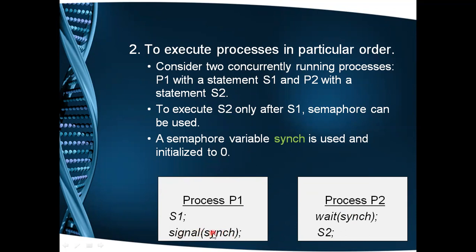That happens after S1. So process P1 executes S1, then executes signal of sync. Now sync becomes 1. Whenever sync becomes 1, P2 can execute wait of sync followed by S2. So S2 is executed only after S1. For this kind of order of execution, we can use a semaphore. That is a second use: to execute processes in some particular order.